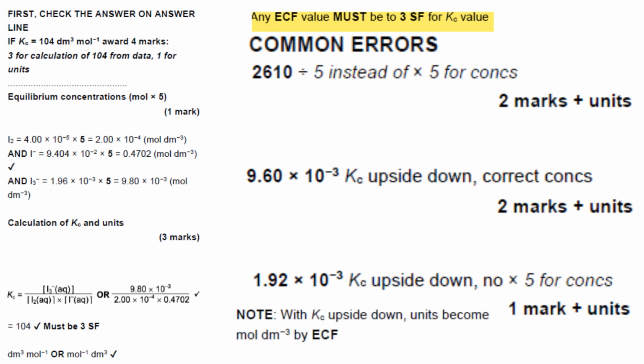Now it's interesting to note that in the mark scheme, if your Kc value is wrong and your Kc expression is upside down, the units will also become different to what you're expecting. You'll have moles per decimeter to the minus 3, not moles to the minus 1 decimeter to the power of 3. So that's an ECF that's applied.